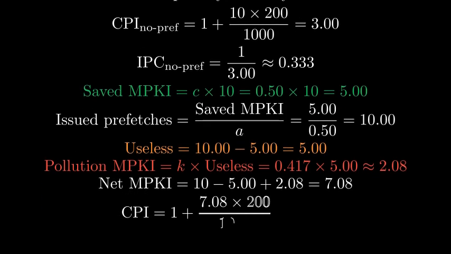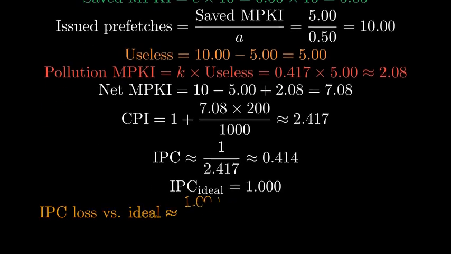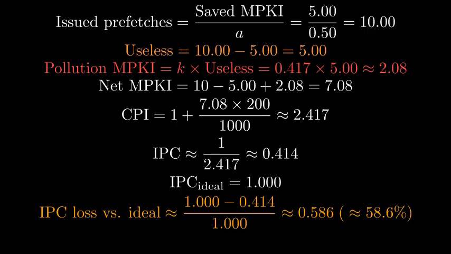The new CPI is 1 plus 7.08 times 200 divided by 1,000, which is about 2.416, giving an IPC of about 0.414. How big is the IPC loss relative to an ideal prefetcher that eliminates all misses? The ideal CPI would be 1. So the ideal IPC would be 1.0. With our less than 50% accuracy scenario, IPC is about 0.414. That is an IPC loss of roughly 59% versus ideal.